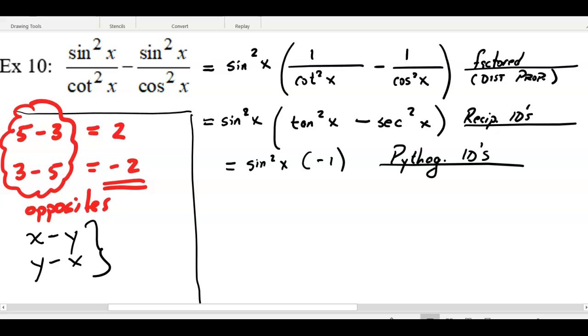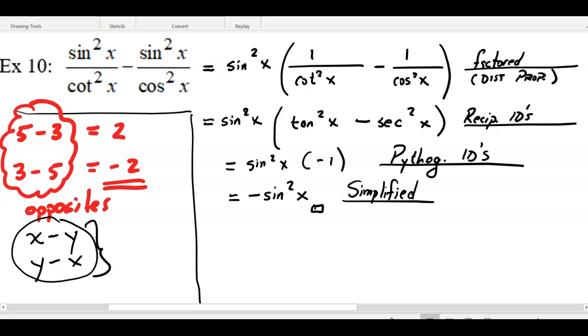Okay, so go back. Look at your list of 9, and one of those was secant squared of x minus tangent squared of x. So you just need to know that anytime you swap a subtraction problem, you flip a subtraction problem, you are in essence building the opposite. Okay? And then, of course, sine squared of x times negative 1 is just negative sine squared of x. How do I know that? Well, I simplified it.